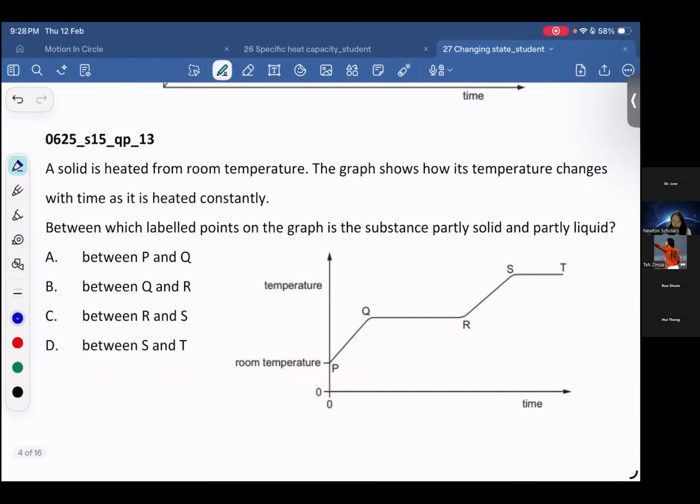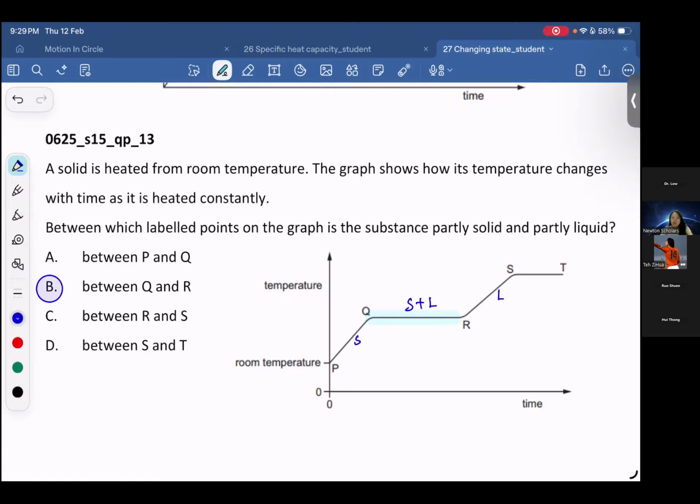Okay, coming to here. A solid, so they tell you this is starting solid. So we label, solid. Then RS we label liquid. Okay. This is how the temperature changes with time as it is heated constantly. Between which labelled points on the graph is the substance partly solid and partly liquid? Which part? Partly solid, partly liquid. Angeline, yes. Okay, how about others? Daniel, yes. Bora, yes. Dear, this part is solid plus liquid. So horizontal is changing the phase. They will have some mix of the state. So answer should be QR.